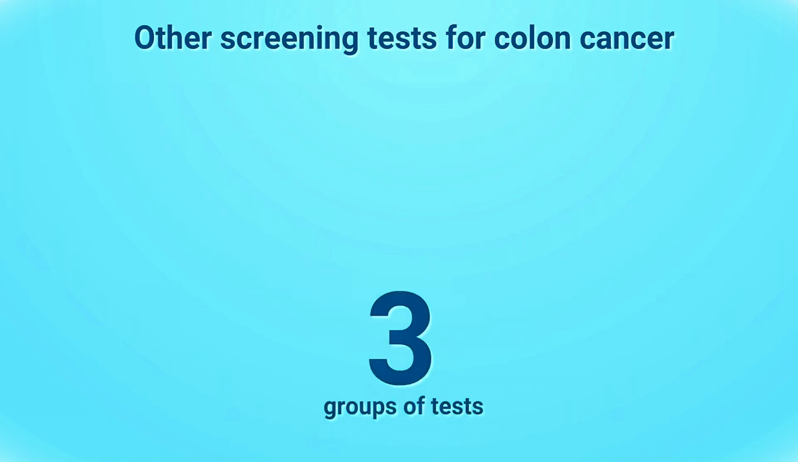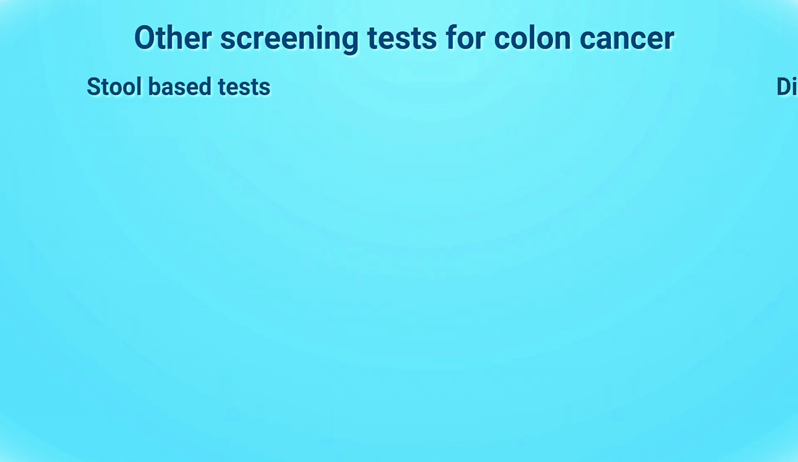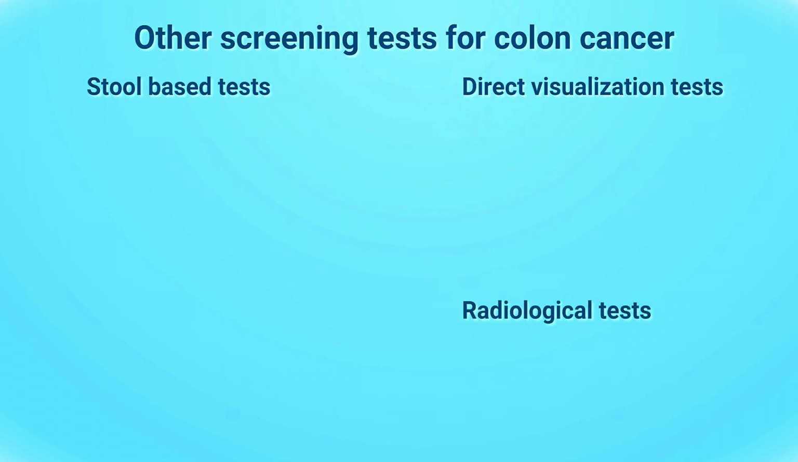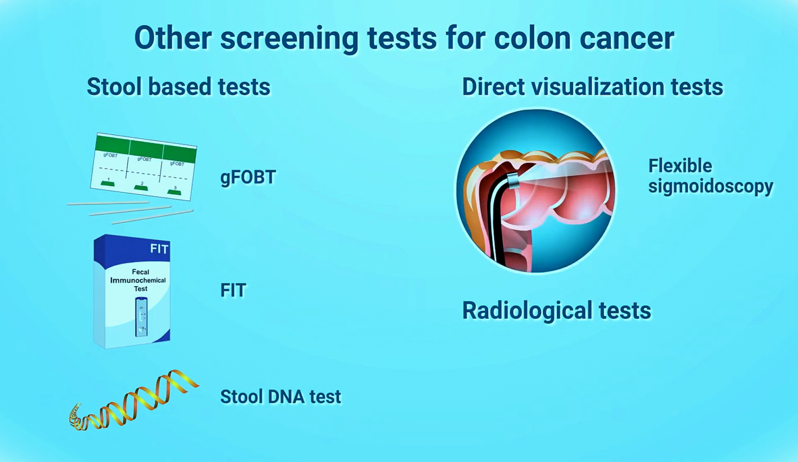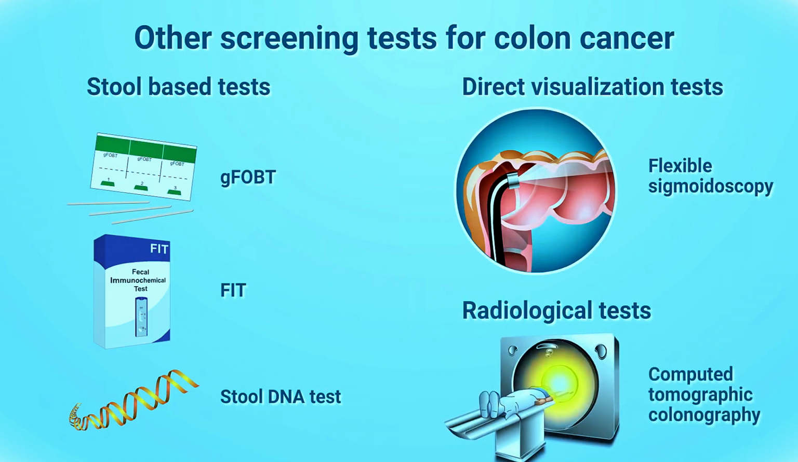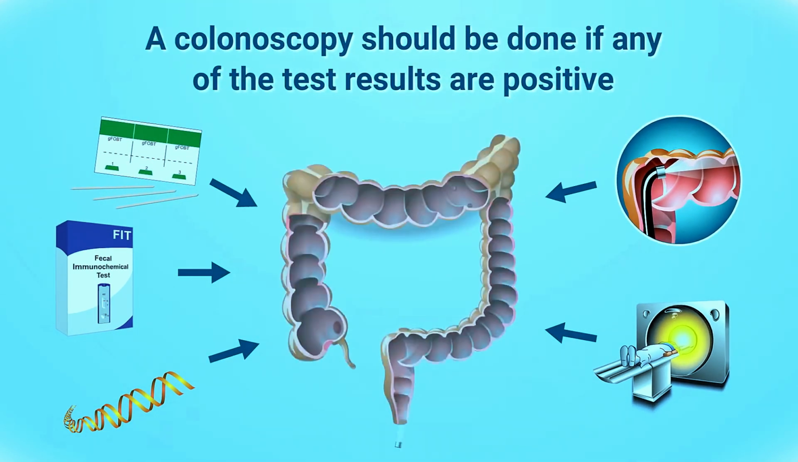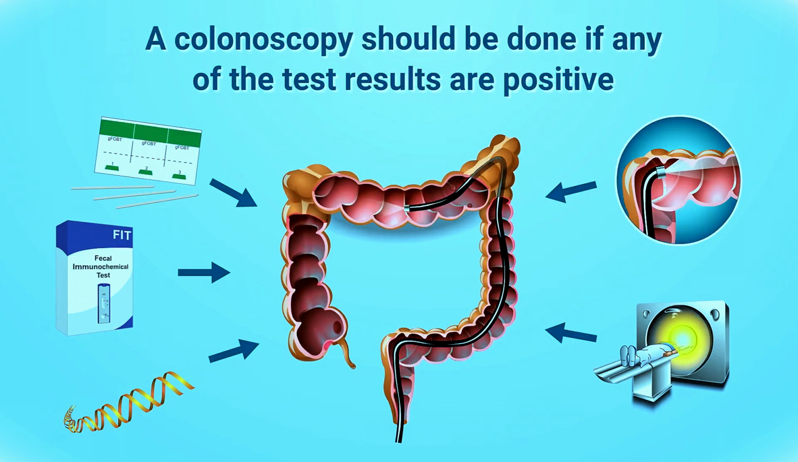These other tests can be divided into three groups: stool-based, direct visualization, and radiological. Stool-based tests include the guaiac-based fecal occult blood test, GFOBT, fecal immunochemical test, FIT, and stool DNA test. Other test options include a flexible sigmoidoscopy, which is an example of a direct visualization test. A computed tomographic colonoscopy is an example of a radiological test. It is important to know that you will be asked to have a complete colonoscopy if any of these other tests are positive for cancer.